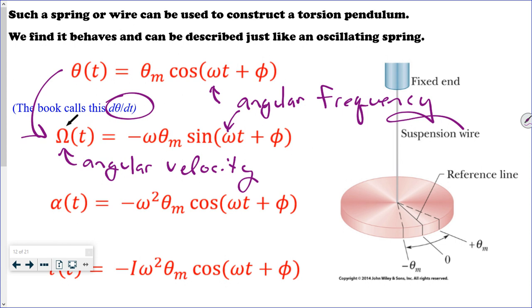Okay, remember all that stuff? Here's our angular position. Take the derivative of it, and it gives our angular velocity. Take the derivative of that, and it gives our angular acceleration. Cool? All right?